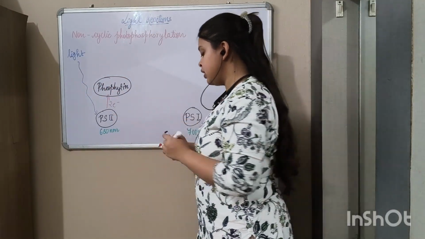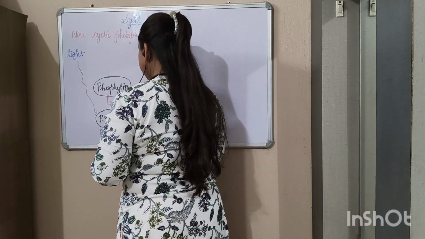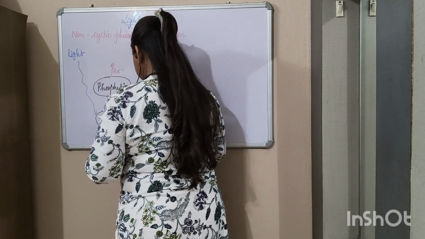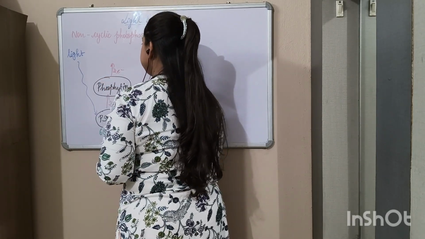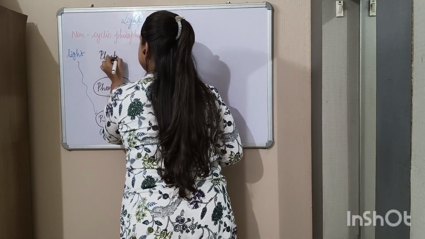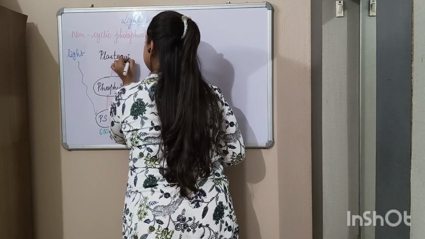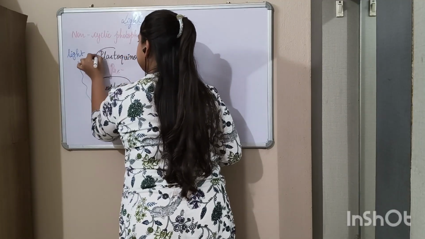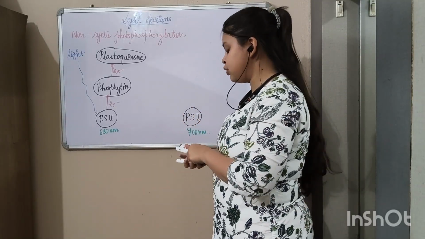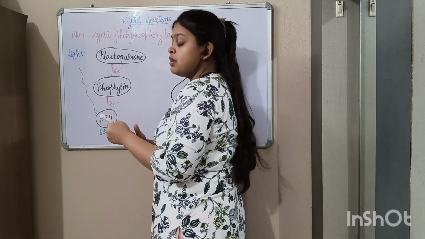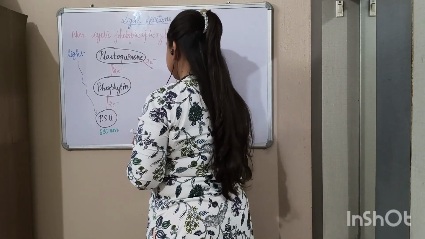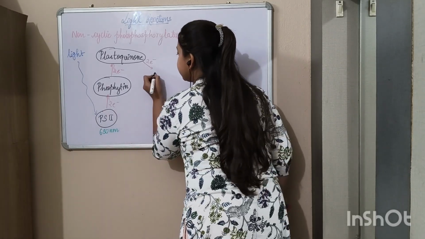After pheophytin, the two electrons will go to the plastoquinone molecules. Plastoquinone is also an electron carrier and it is a quinone molecule. From the plastoquinone, the 2 electrons will move to the cytochrome b6f complex, which is also an electron carrier.